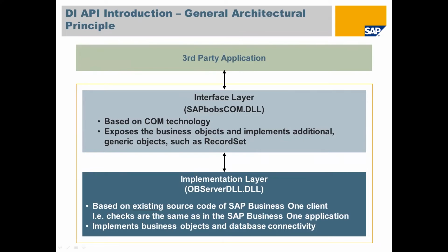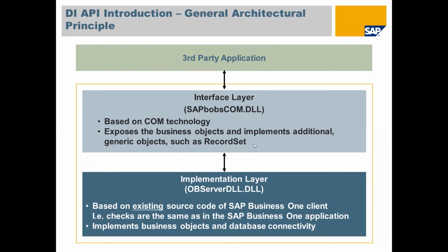So in this slide, it provides the details about the software architecture of the Data Interface API, or DI API. The business functions are included in the implementation layer. So the implementation is the observer DLL. The DLL is based on existing source code of the SAP Business One client, and the objects of the SAP Business One client were copied to the DLL.